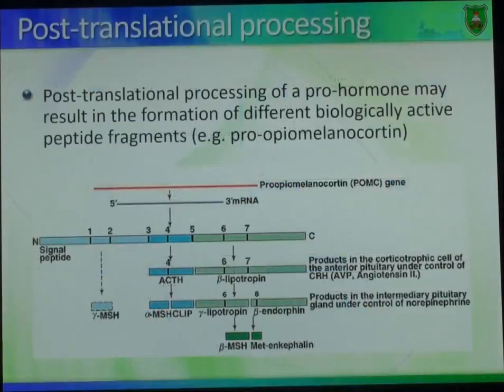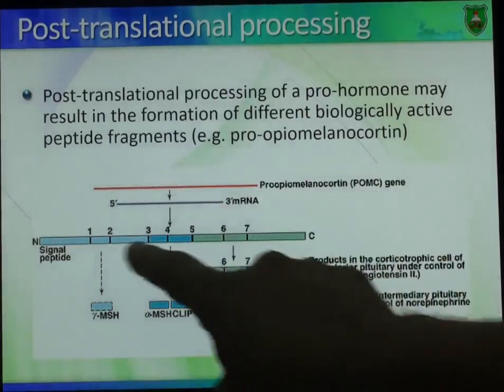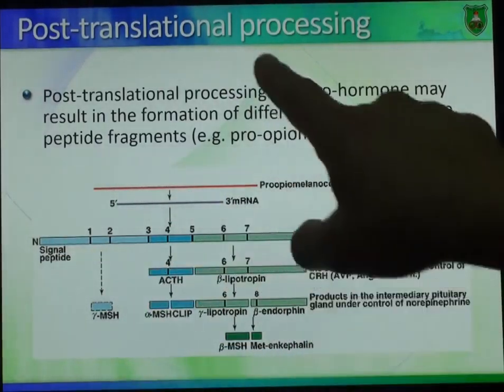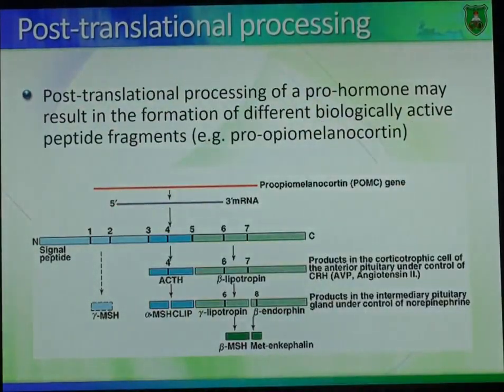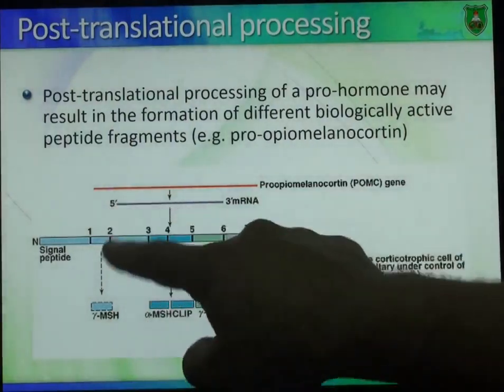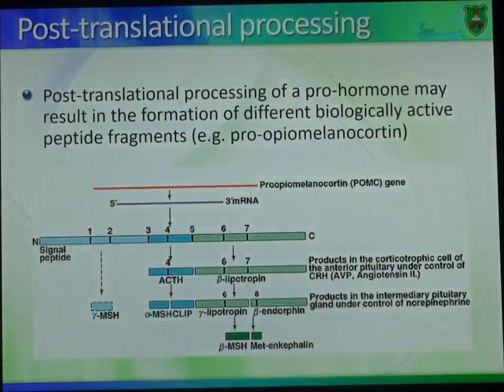Okay. Now, an extreme example is hormones that are produced from the pro-opiomelanocortin peptide. So this is a large peptide that is produced from a single gene, and then it can be modified post-translationally. So after the formation of this polypeptide, it can be cleaved into different peptides, and each one of them has a certain action.